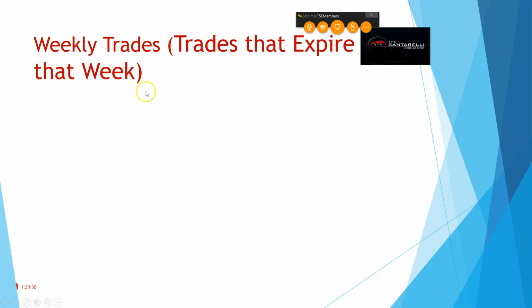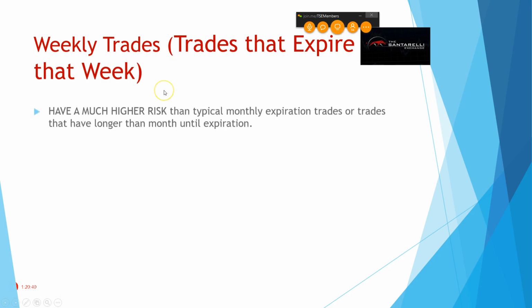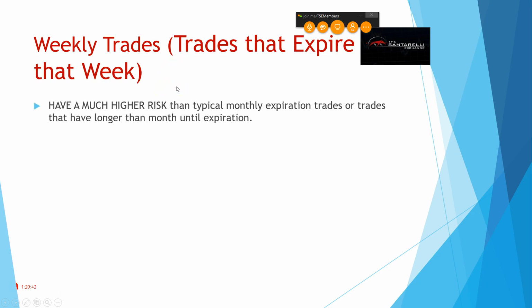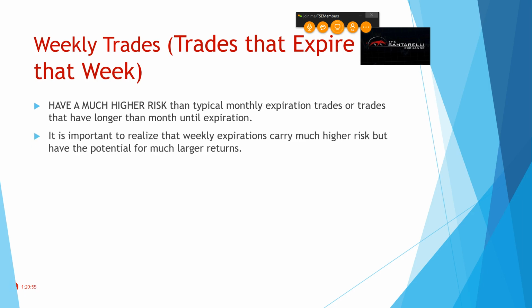Weekly trades are trades that expire that week. They have a much higher risk than typical monthly expiration trades, or trades that have longer than a month until expiration. If it doesn't expire on the third Friday of the month, then it's a weekly trade. It's important to realize that weekly expirations carry much higher risk, but have the potential for much larger returns. I typically use these strategies on stocks I feel have a lot of momentum.